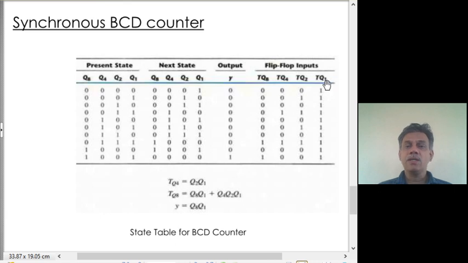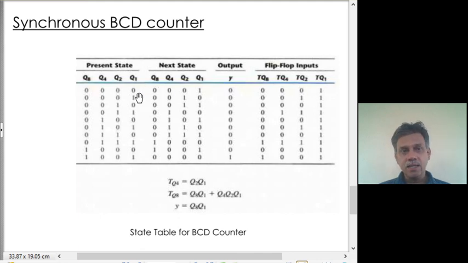Coming to these T inputs of different flip-flops, how do we set TQ1? When Q1 is equal to 0 in a given state, and in the next state Q1 is equal to 1, it means the flip-flop Q1 has to toggle. To make that happen, TQ1 has to be 1. Similarly, you look at the Q1 bit and the Q1 plus bit, that is, Q1 in the next state. If they remain the same, T has to be 0. If they differ, T has to be 1. This is how we set the T inputs for different bits.